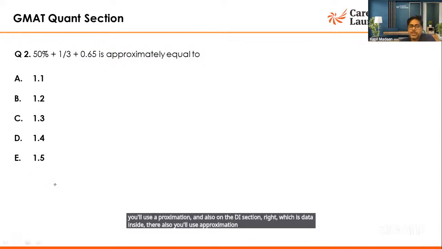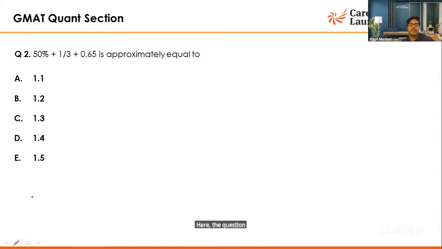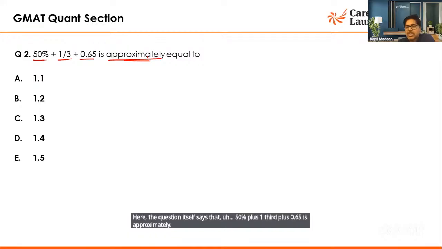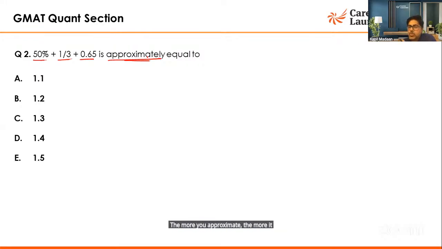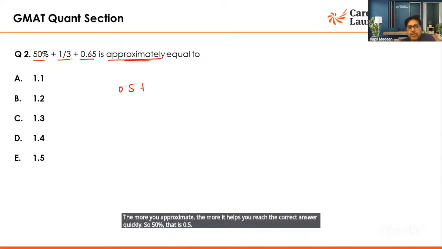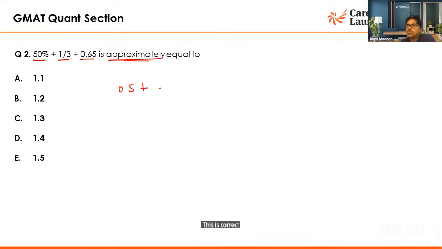So try approximating. Here the question itself says that 50% plus one third plus 0.65 is approximately, right? So start approximating. The more you approximate, the more it helps you reach the correct answer quickly. So 50%, that is 0.5. This is correct. 1 by 3 is 0.3333 plus 0.65. That gives an answer of 1.48, which is approximately 1.5.